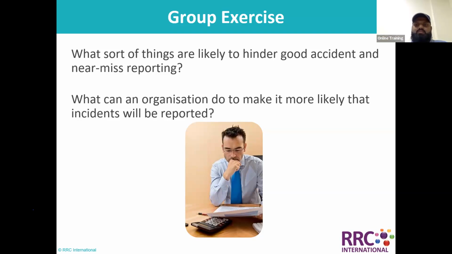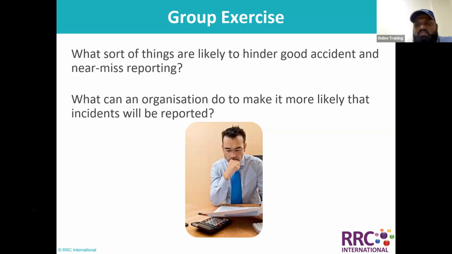Shanwas, I could not hear you. Police case. Very nice. Pradeep mentioned police case. Shanwas, I could not hear you properly. Blame culture, very nice. Because the worker gets scared. Yes. Okay, property damage, yes. Lack of trust, okay. And lack of motivation, very nice.